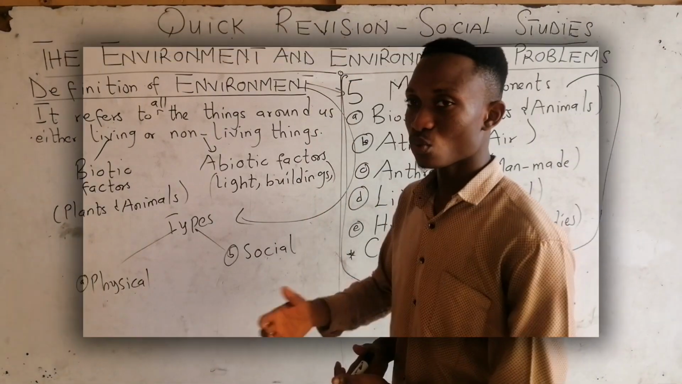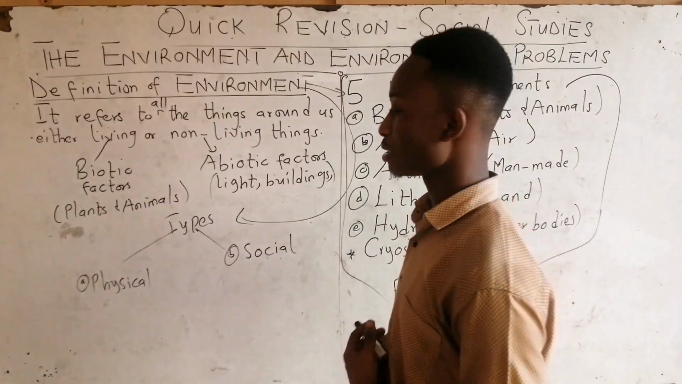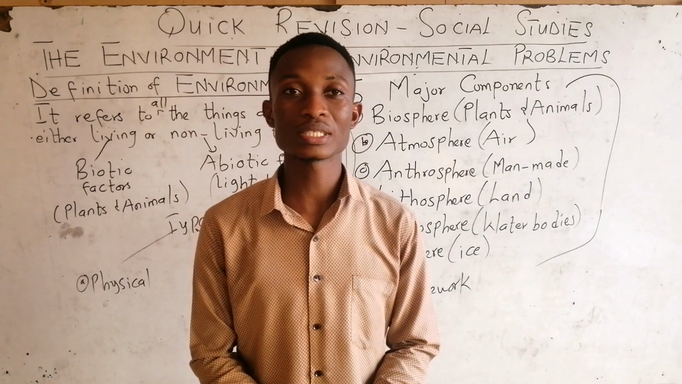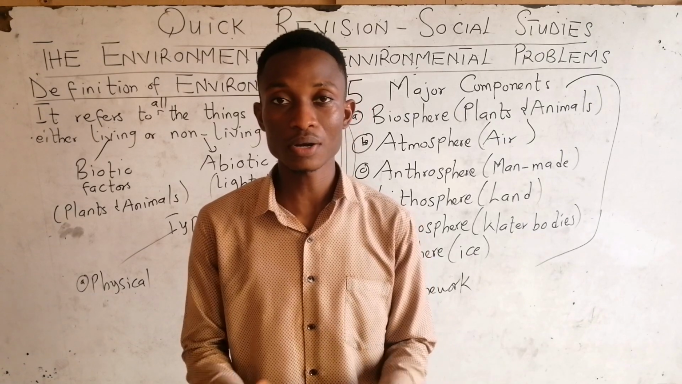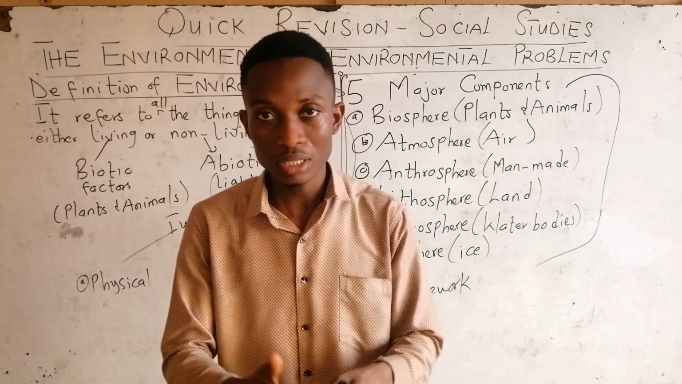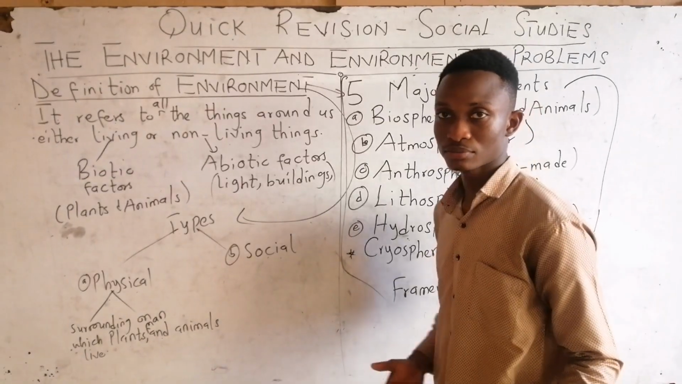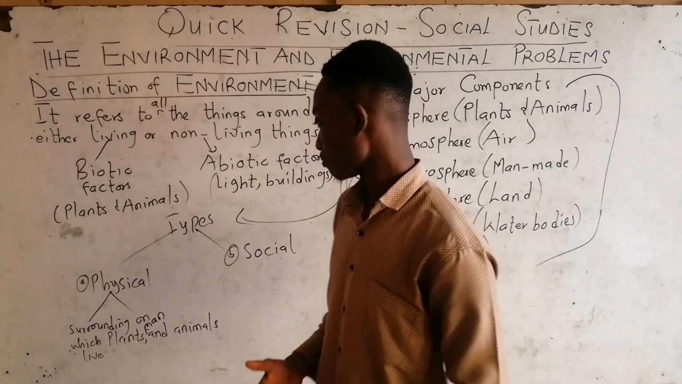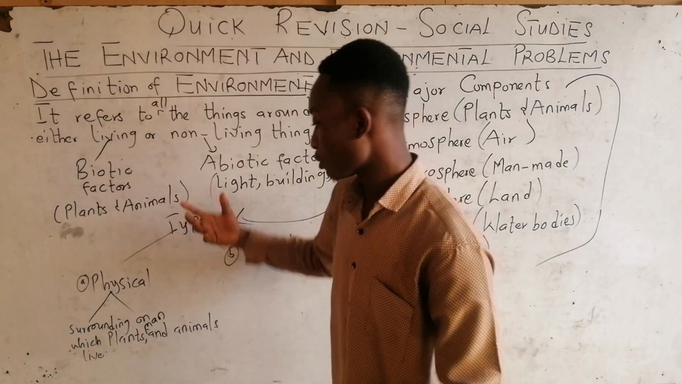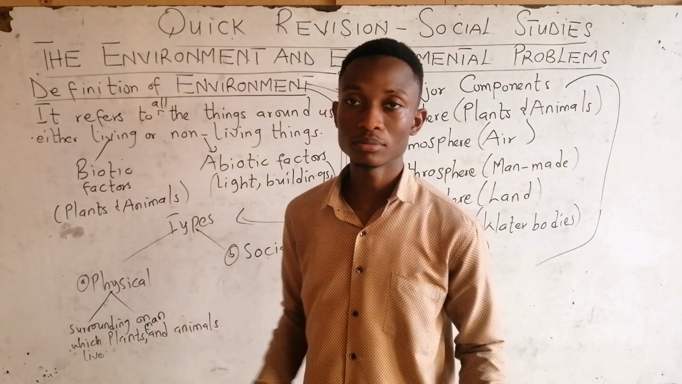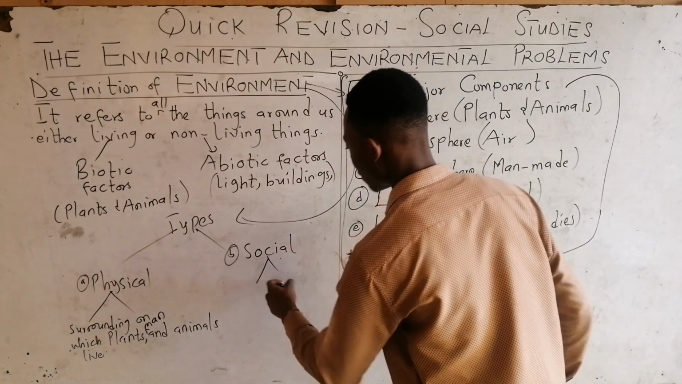Our environment. What then is physical environment? Physical environment refers to the surrounding on which plants and animals live. Examples: water bodies, trees, flowers.